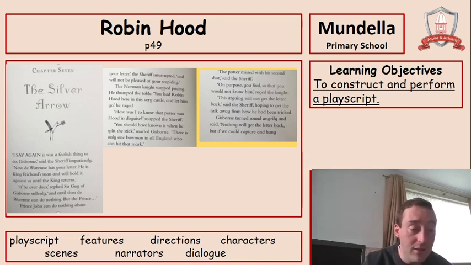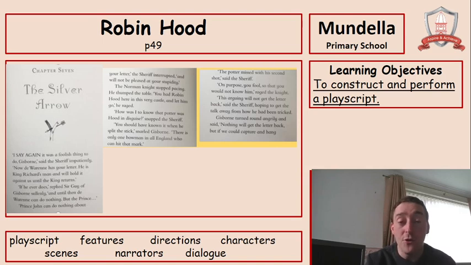So let's see, who speaks first? It's the Sheriff, so I would write down Sheriff, colon, "I say again, it was a foolish thing to do, Gisborne." And then I could even have in brackets next to that, impatiently. And then, oh no, it's still the Sheriff, he'd write, "Now De Warren has your letter. He is King Richard's man and will hold it against us until the king returns." Then I'd have Gisborne, colon, "If he ever does. And until then, De Warren can do nothing. But the prince." And then I'd have the Sheriff say, "Prince John can do nothing about your letter and will not be pleased at your stupidity." And so on. So we'll go through the chapter like that.